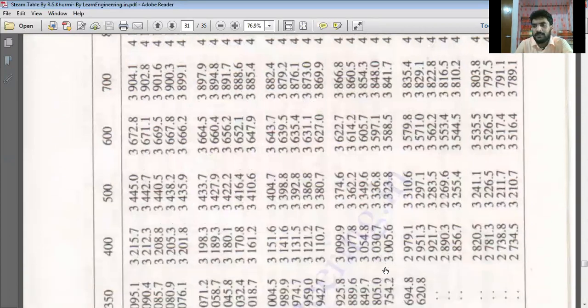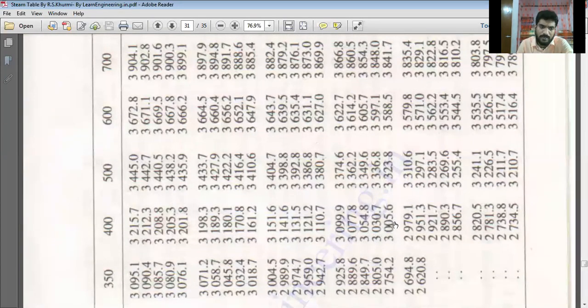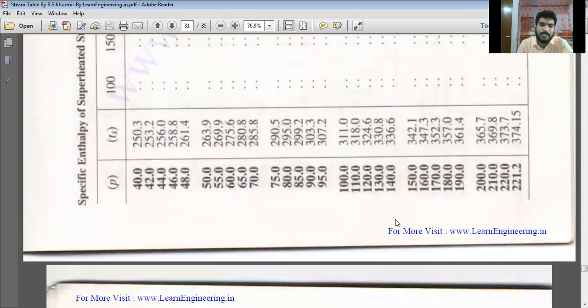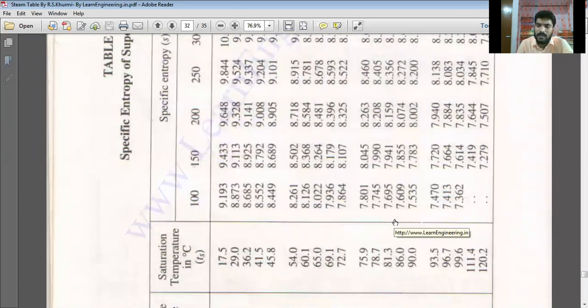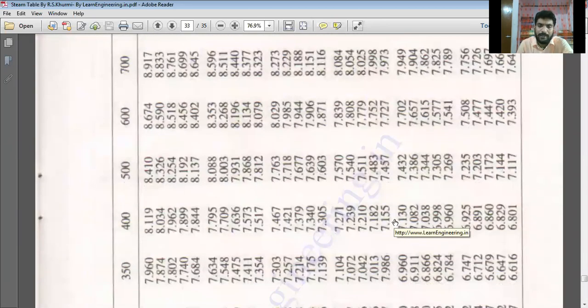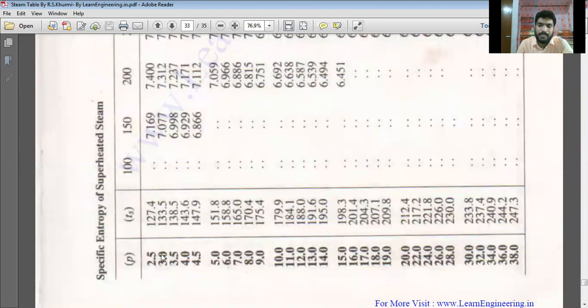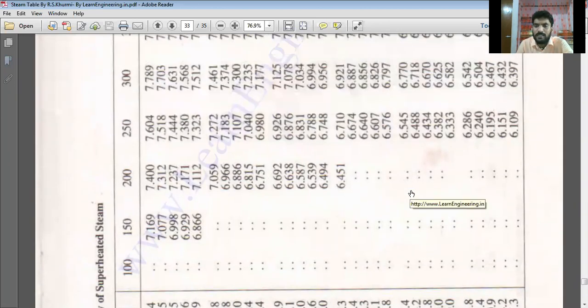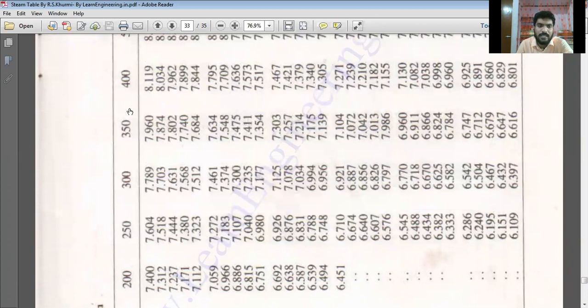Similarly, I want specific entropies at 20 bar pressure and 360 degrees temperature. Just look at this steam table at page number 22. Here at 20 bar pressure, the specific entropy is in between 350 degrees and 450 degrees. That value is 6.960. Based on these values, we will do the analysis. So these are the values taken from steam tables. Now we will move on to the problem.